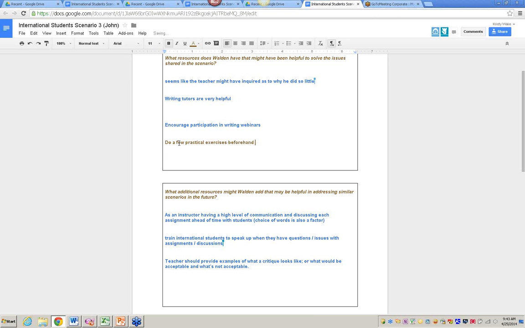And I see another idea being shared. Do a few practical exercises beforehand so that it helps students understand what they're going to be asked to do. And perhaps that's something we should think about too as we're developing courses, maybe including those practical exercises, I don't know, maybe in a discussion or just a short little scenario ahead of time. Those are all wonderful ideas.